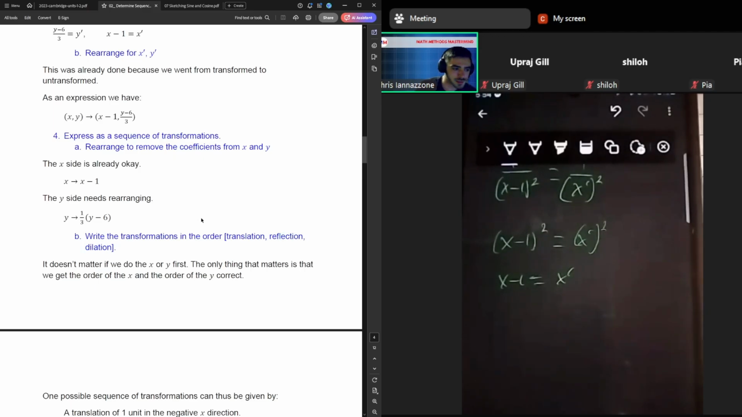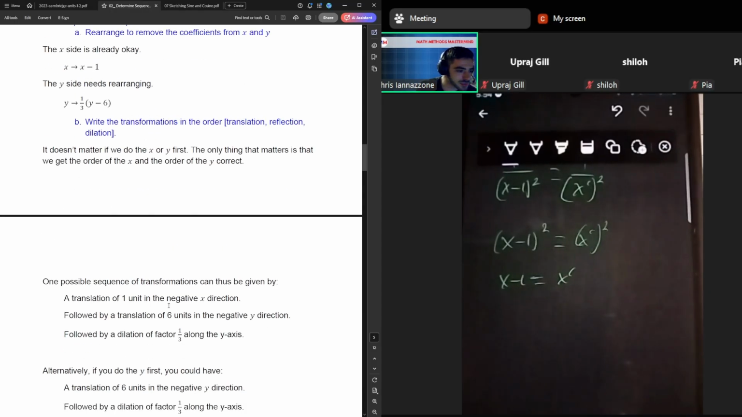Once everything is in its fully factorized state, you can then do things in order of translation, reflection, dilation. Now, a key thing about this, x and y are independent of each other. So you could do all the y transformations in this order, and then all the x transformations in this order, or vice versa. Or if you really hate yourself, you could intermingle them. But at that point, I wish you the best of luck. Better off just pick one, then do the other in this particular order.